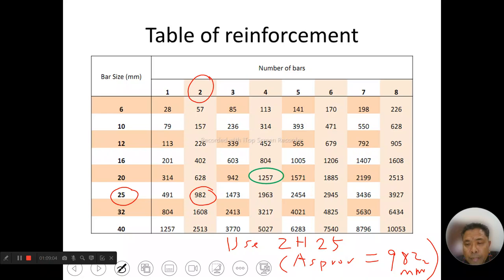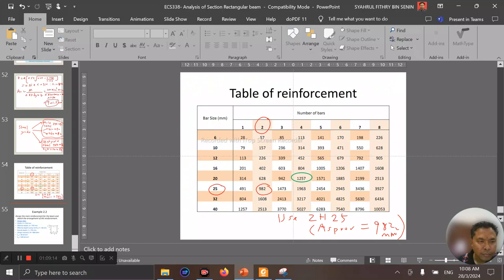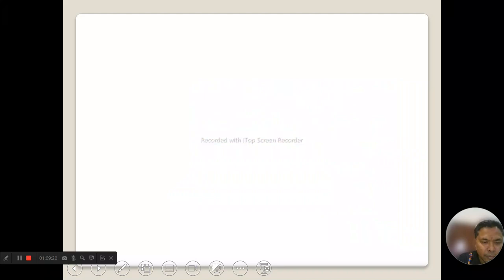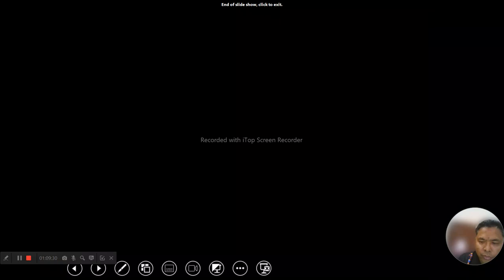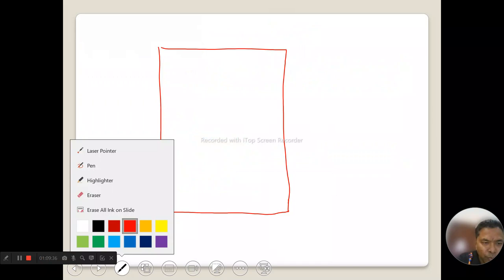Faham, eh? So sekarang ni kita boleh sketch lah. Kita boleh sketch macam mana rupa dia. Mantap ni. Baik, saya kena sambung kat sini, eh. So now I can sketch. So your section will be something like this. And then I have to, maybe saya gunakan highlighter lah. So katakan yang ni warna hitam.